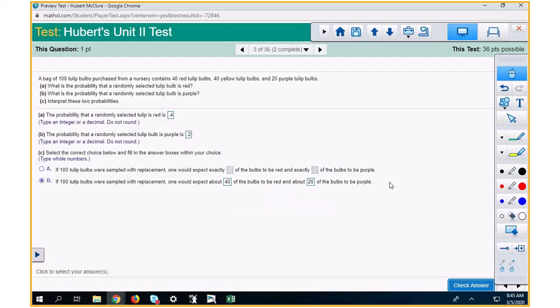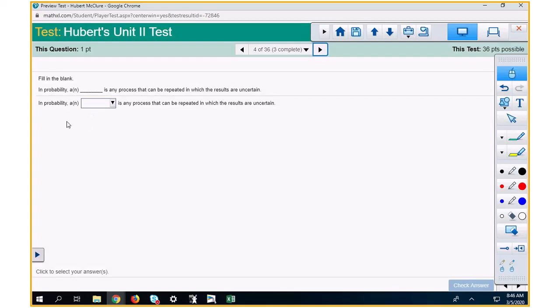And how would it change if it was without replacement? Without replacement is another problem altogether. It wouldn't be in this question. You couldn't do 40 out of 100, and then 20 out of 99 because you took one out. That would be mixing apples and oranges. This question is designed for with replacement. Okay, so that's a good question. I did good on that one.